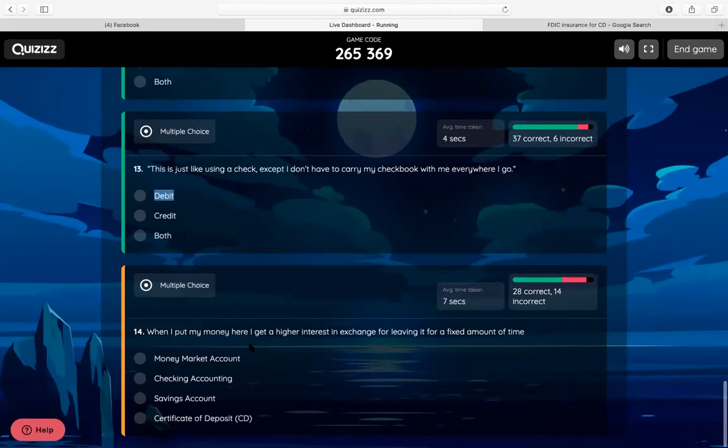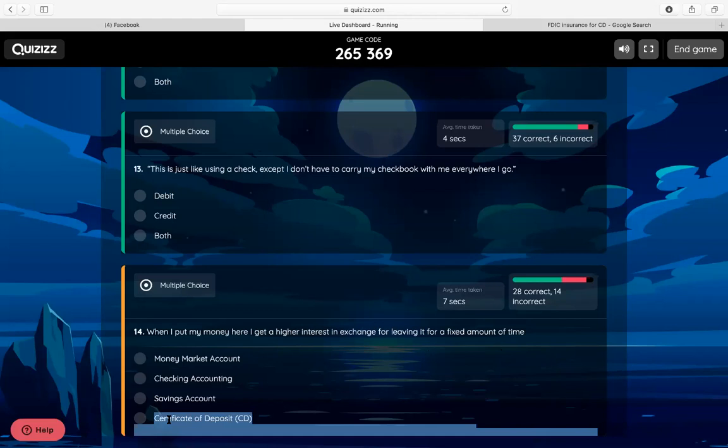When I put my money in here, I get a higher interest in exchange for leaving it a fixed amount of time. And that's called a certificate of deposit or a CD.